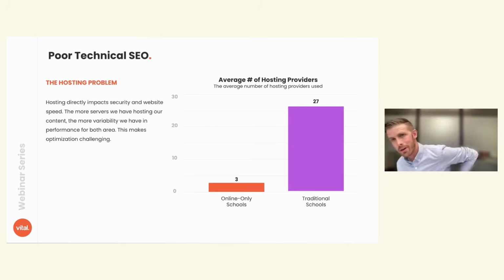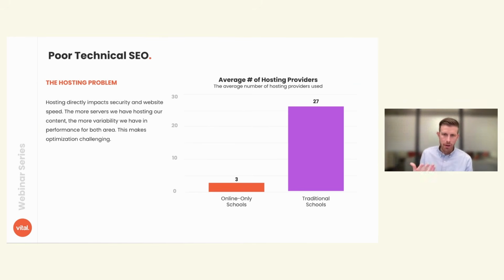The other part that's very much tied to this is the number of hosting providers when we look at online-only schools versus more traditional schools. What goes along with having hundreds of different subdomains is, well, you've got to host all those different subdomains and different websites. So you end up with a lot of different hosting providers. So again, online-only schools, 3 hosting providers. Average amount of hosting providers for traditional schools is 27.